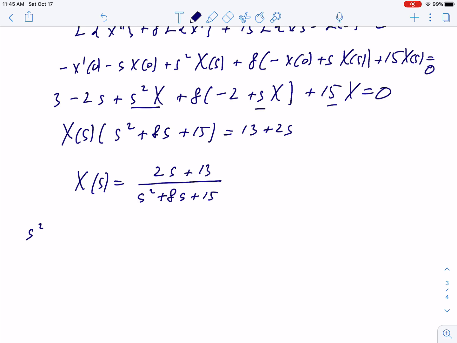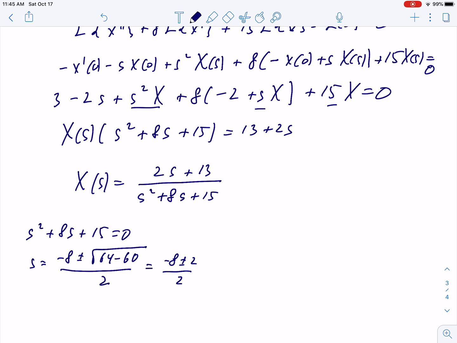If we set s squared plus 8s plus 15 equals 0, for s we have -8 plus minus root 64 minus 4 times 15, minus 60, over 2. So this will be -8 plus minus 2 over 2. Two different real roots.